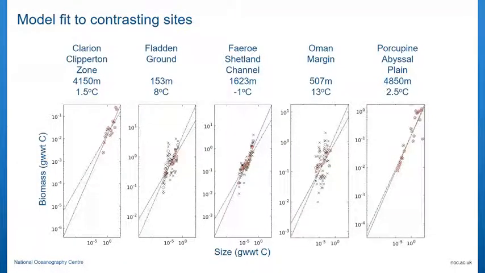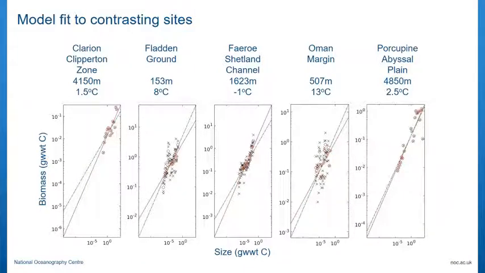So first I'll show you how the model behaves. Obviously, one of the challenges of using a model that reproduces such a wide range of organisms is that you need to be able to look at how it reproduces those. Luckily, there are a few sites in the ocean where people have collected information on biomass covering a wide range of sizes. So I've just put 5 here.